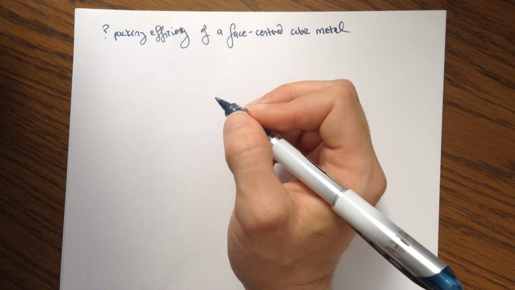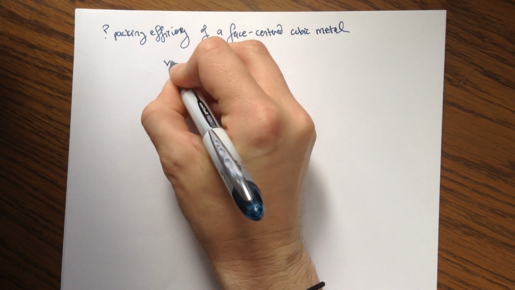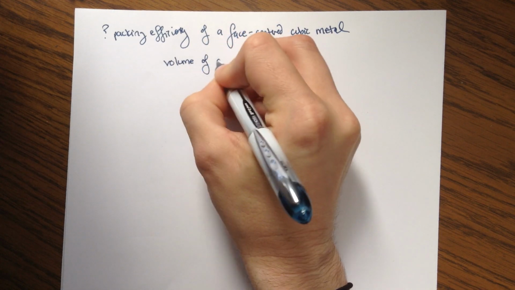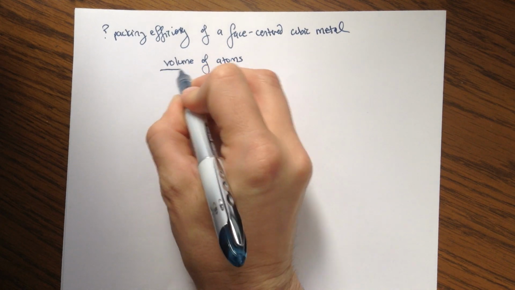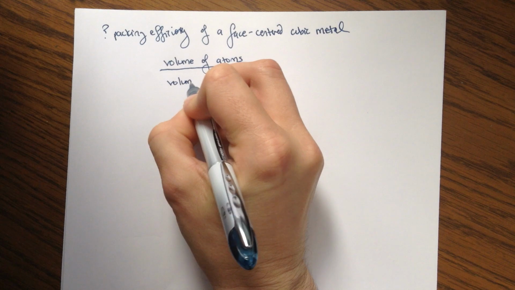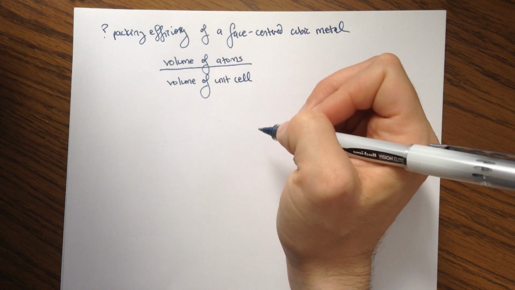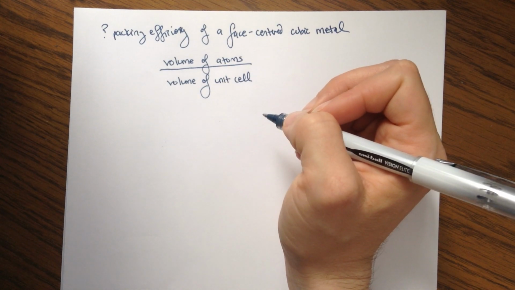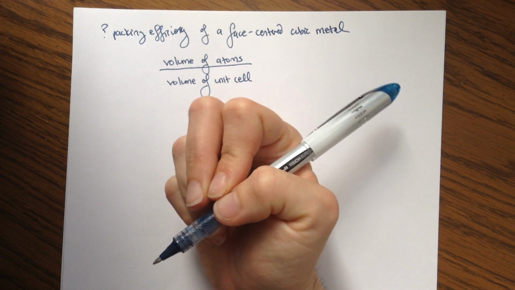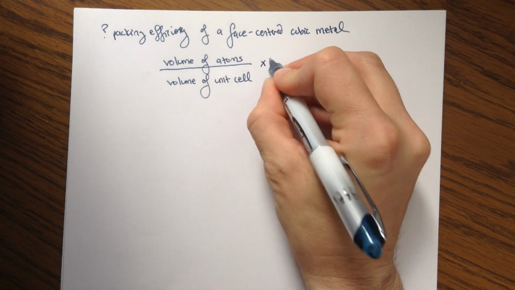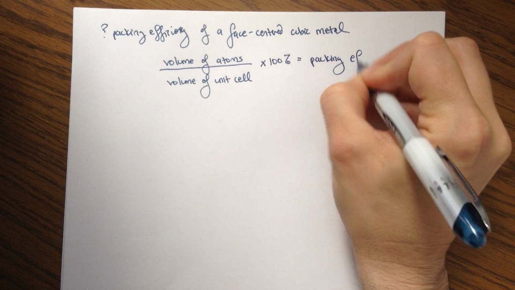Now, in order for us to tackle this problem, we need to know what packing efficiency means. Packing efficiency is the volume of atoms, the number of atoms in a particular unit cell, divided by the volume of the unit cell itself. What we're doing is trying to come up with what percentage of the overall unit cell is full of atoms. How much stuff can we pack into this space? Multiply this number by 100% and we get our packing efficiency.